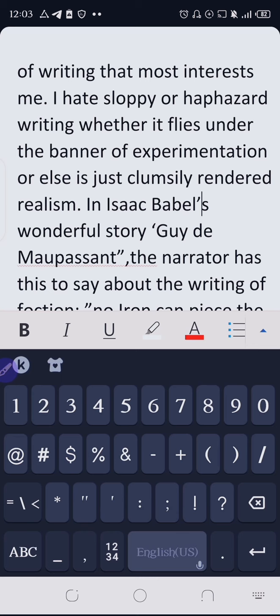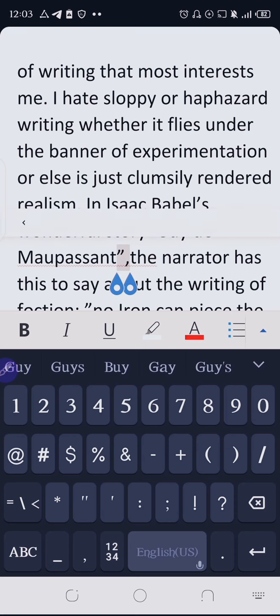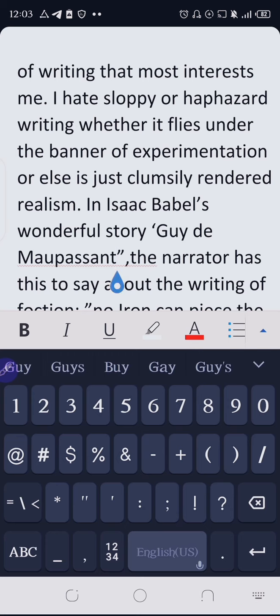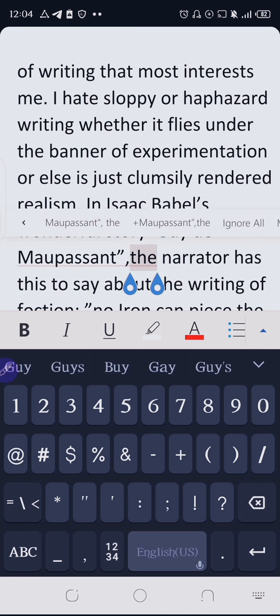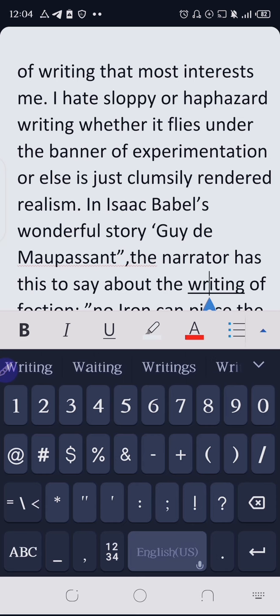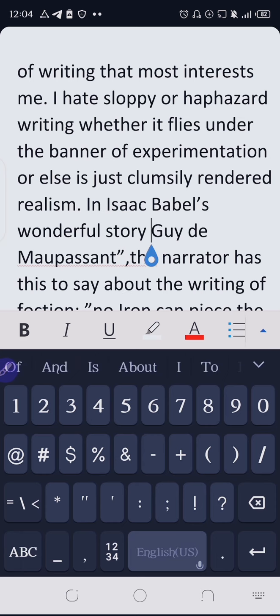So in Isaac Babel's wonderful story, Guy de Maupassant, look at this for consistency's sake. This is a single quotation mark, opening quotation mark, but then the closing quotation mark is double. So remember the video in the class where I said that when you are quoting something that someone said or wrote, make sure that you use the double quotation mark. So that's what we're going to do right here. Take out the single quotation mark and fix the double quotation mark.